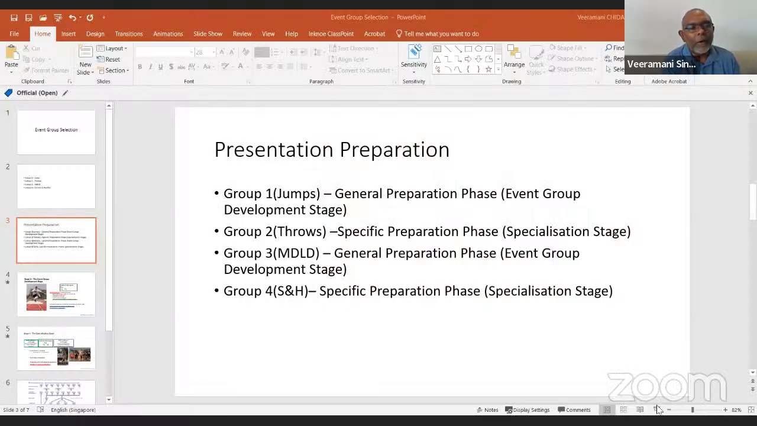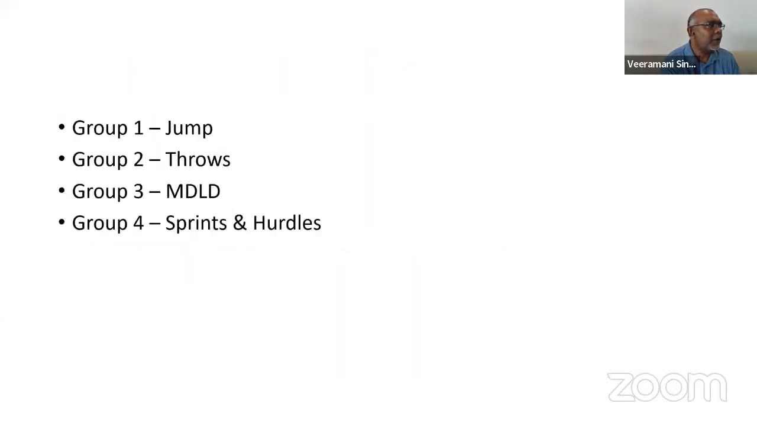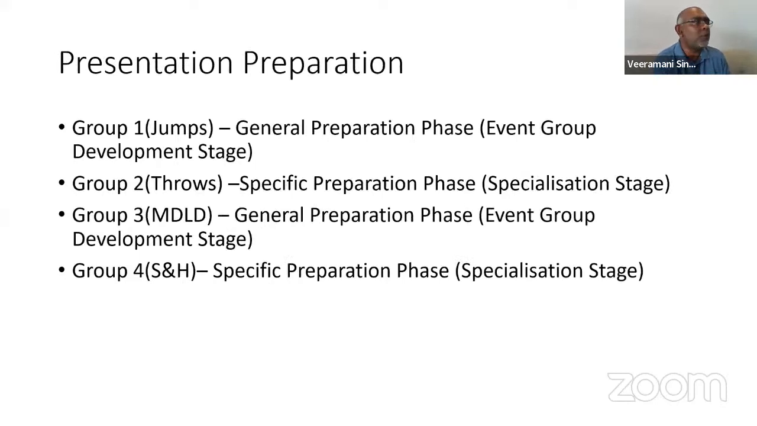Okay, so let's move into our actual work today. What's going to happen for our groups? We have already identified your groups. Group 1 will be jumps, group 2 will be throws, group 3 will be middle long distance, group 4 will be sprints and hurdles. So this is what we will be planning to do.